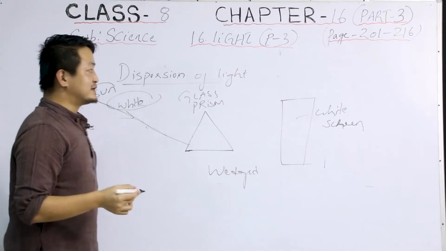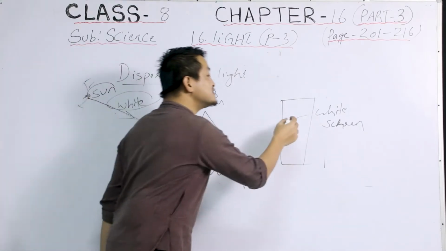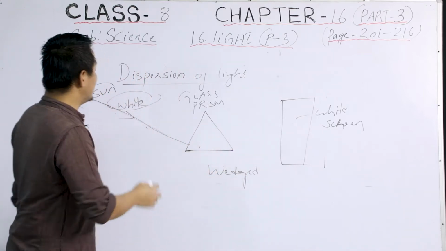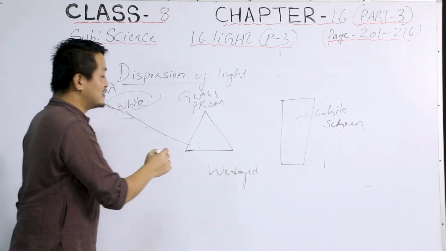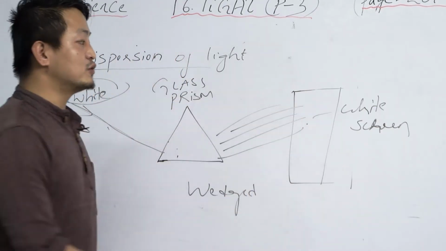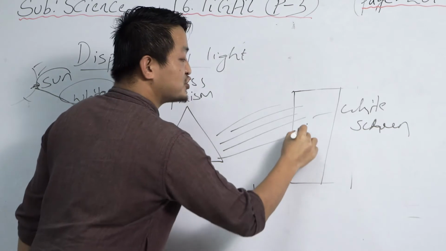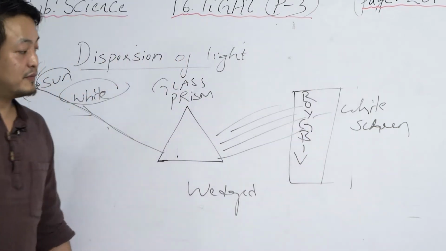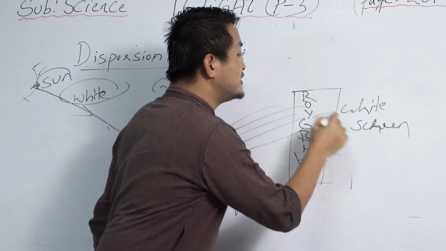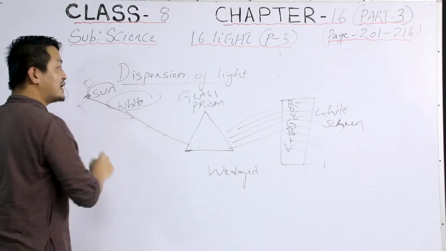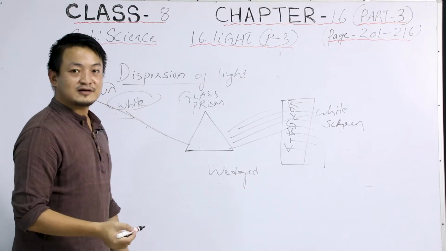Now what will happen? What will you get to see on this white screen? Now we have placed a prism here, and white light is coming from this direction. So what will we see? We'll see 7 different colors, and the shortcut would be this one. This is a short way: VIBGYOR. This is violet, indigo, blue, green, yellow, orange, red. Clear? So this is a simple example of dispersion of light.